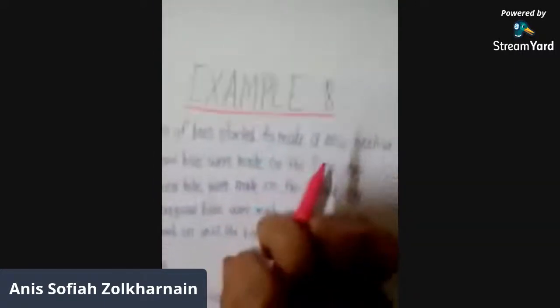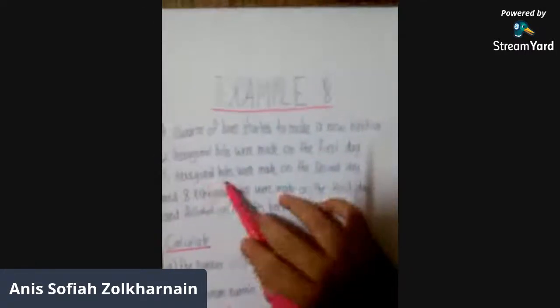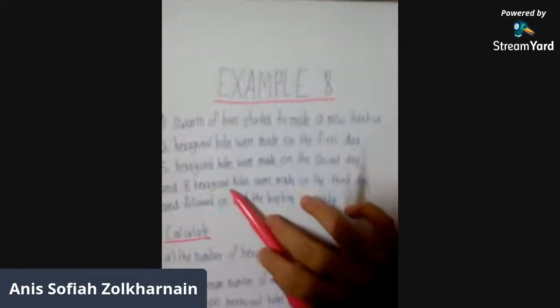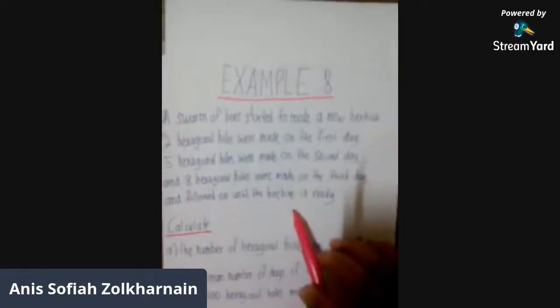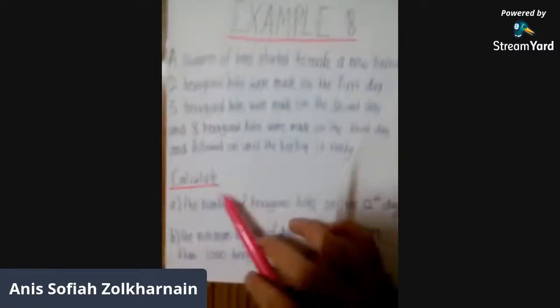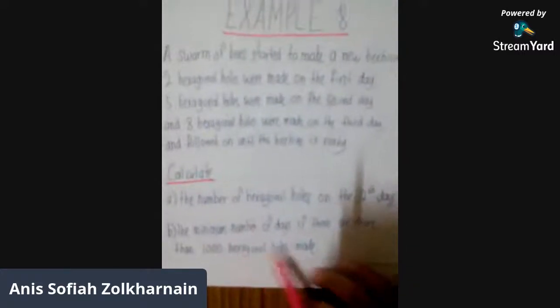I'll read the question. A swarm of bees started to make a new beehive. 2 hexagonal holes were made on the first day, 5 hexagonal holes were made on the second day, and 8 hexagonal holes were made on the third day, and it followed on until the beehive was ready. Calculate a, the number of hexagonal holes on the 12th day, and b, the number of days if more than 1,000 holes were made.